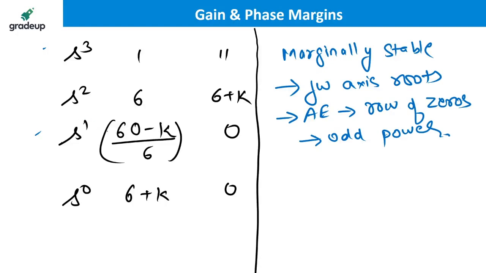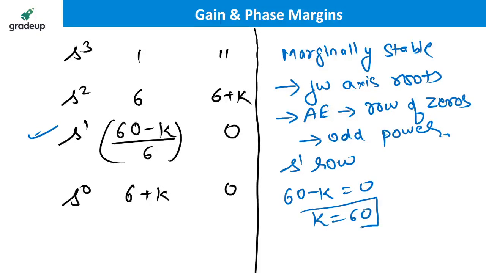Okay, that's very good, Pavan Chandra. Yes, keep on carrying the confidence, then you will be able to crack the exam. So s power 3, I cannot make it as 0. Look at s power 1, focus at s power 1. Take the s raised to the power 1 row: 60 minus k equal to 0, k is 60. That's it. K is 60.